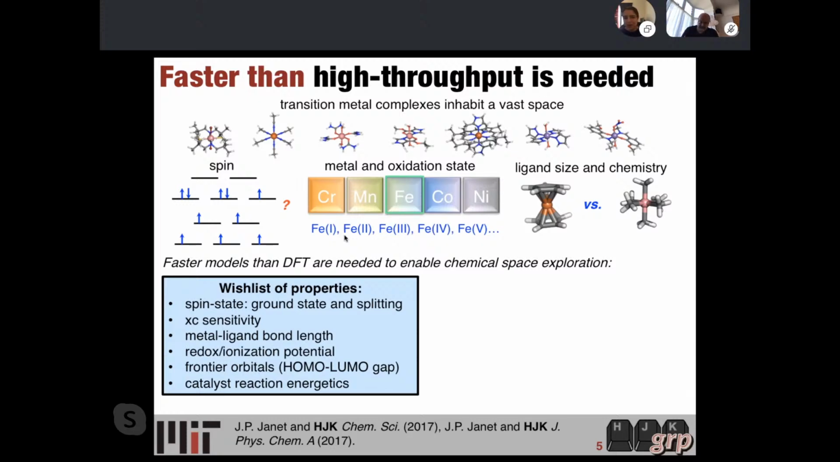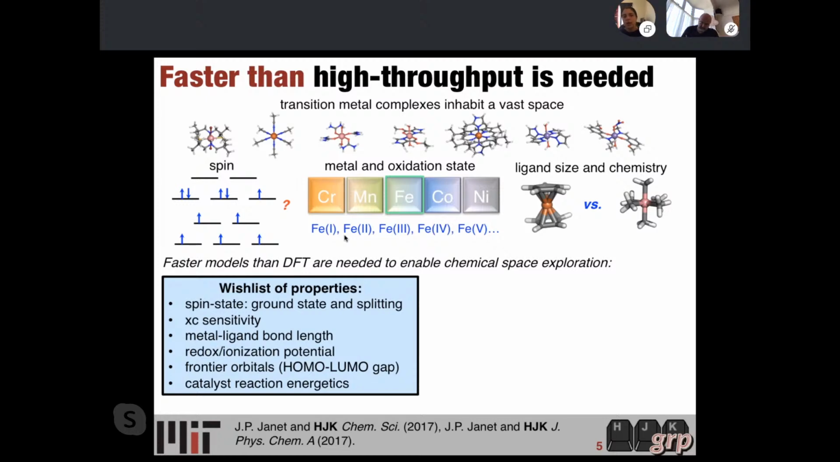It actually worked. So spoiler alert, it worked. And then once we had developed the machinery to do that, it was actually straightforward to go ahead and predict other properties of transition metal complexes, such as redox potentials and ionization potentials, frontier orbital energies, catalyst reaction energetics, and so on.